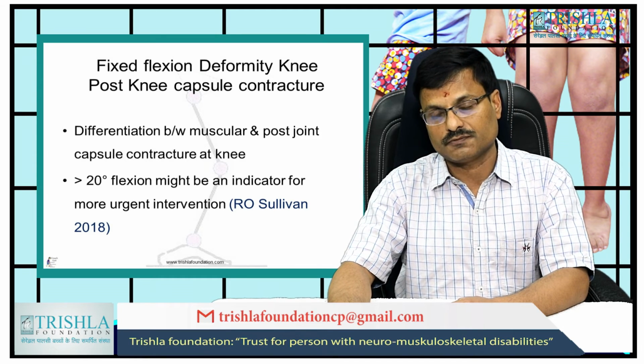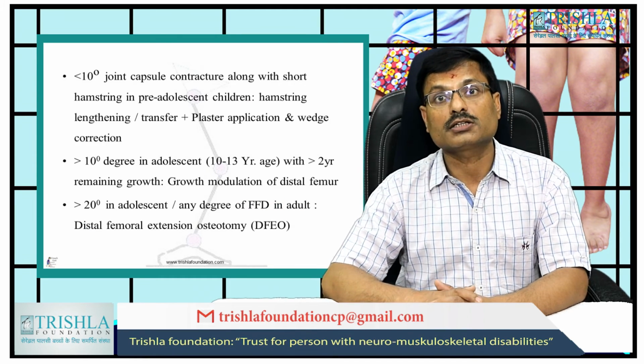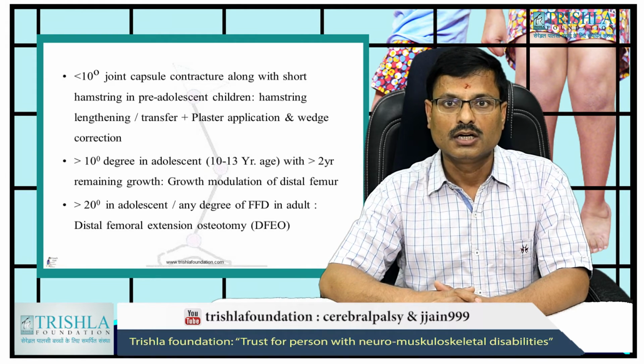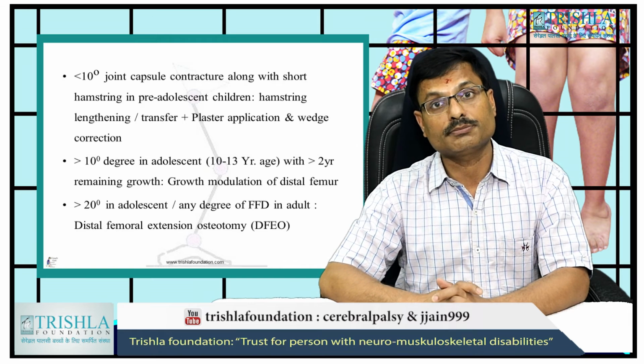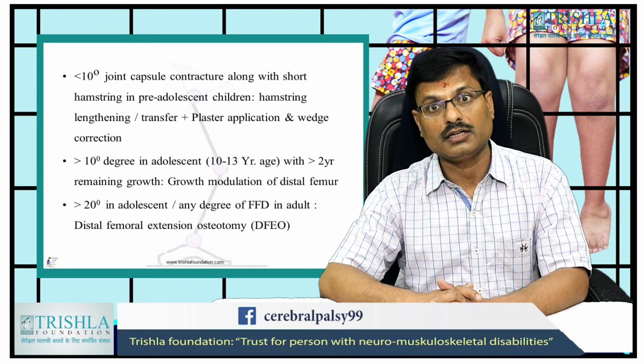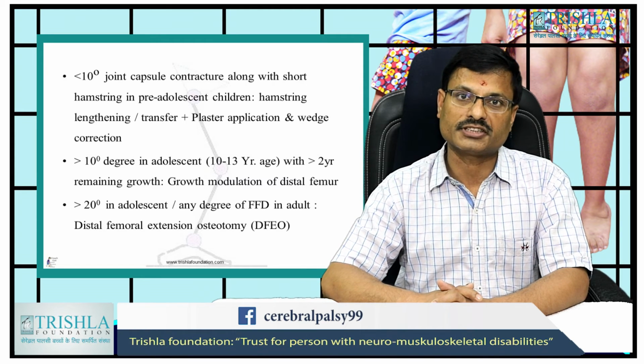That should be prevented. And depending upon the joint capsule contracture, if there is less than 10-degree contracture only, and if there is hamstring shortening, then we will do the hamstring lengthening along with the plaster application and wedge correction.